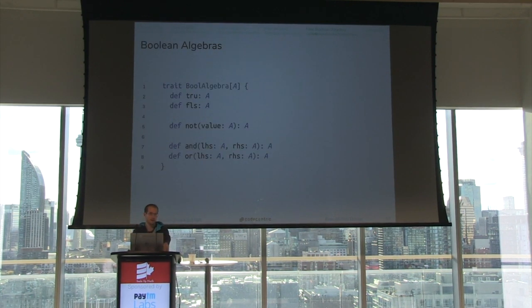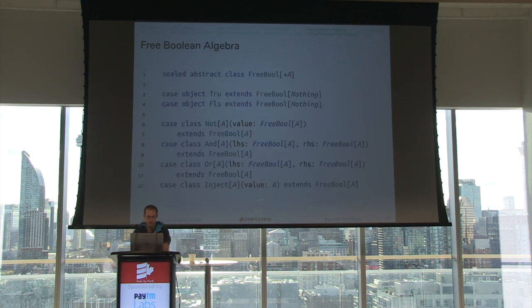So a Boolean algebra, for those of you who don't know them, is something that has the operations true and false, which return a value that represents true and false, surprise. It has something to negate values, and it has the AND and the OR operations that just combine two values. And you can define the AST for this and just capture everything in data structures as we did for all of the other cases as well.